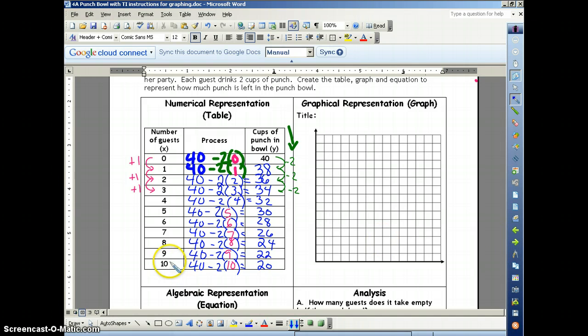When I get down to 10 guests, each of those 10 guests drank 2 cups. That's 20 cups gone from the punch bowl. I started off with 40. 40 subtract 20 is the 20 right here.